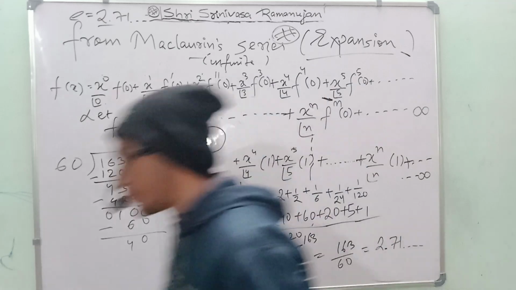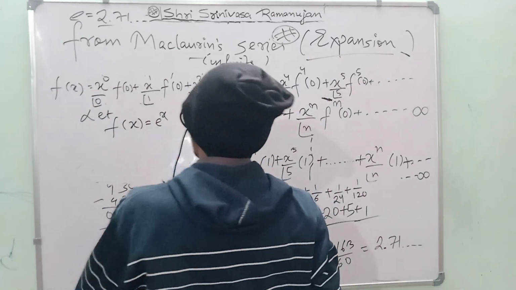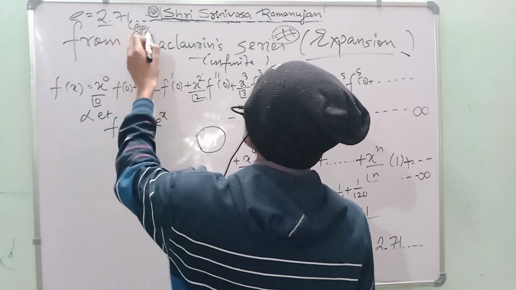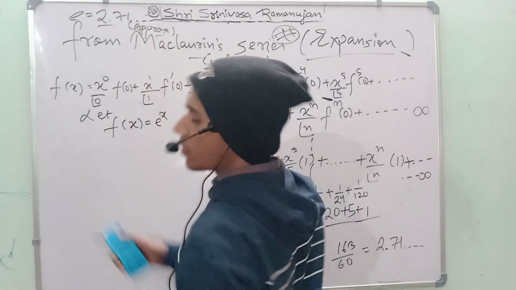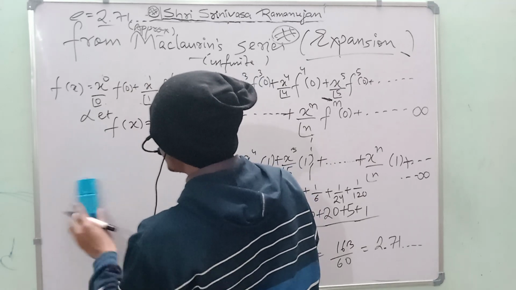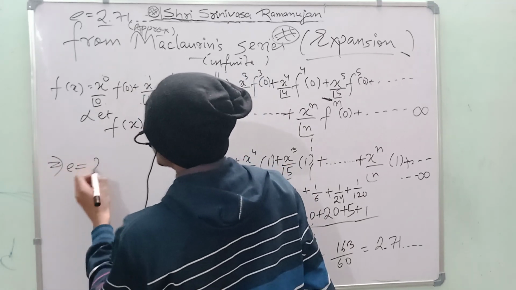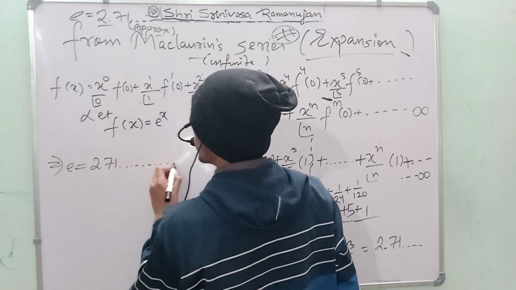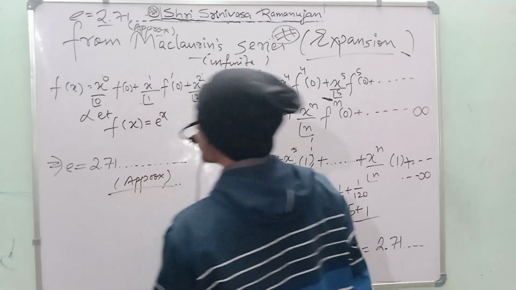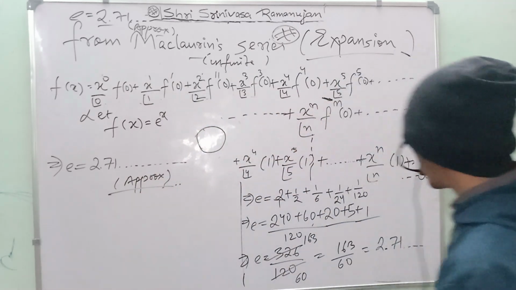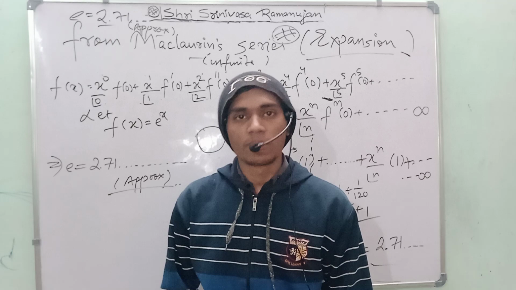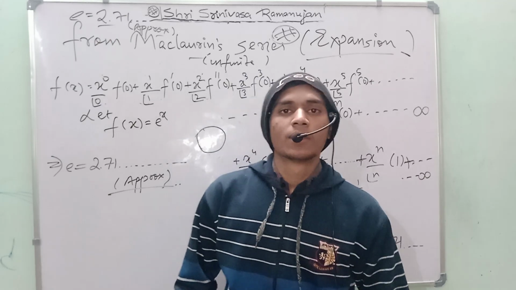So therefore, we have proven that this is an approximate value. Basically, this gives an approximate value, because it is non-terminating and non-repeating. So finally we can write E is equal to 2.71 approx. So we have finally proven the value of E is equal to 2.71. So thank you.